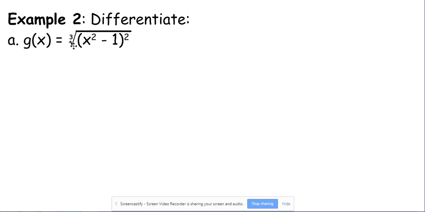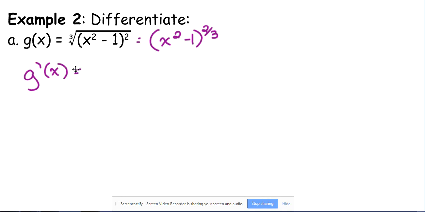Here's another one. Let's look at this one. g of x is equal to the cubed root of x squared minus 1 squared. Now, I'm going to rewrite this one. Remember how to rewrite powers and roots? It's power over root. So this now puts it in a form where we can apply our chain rule with the power rule.